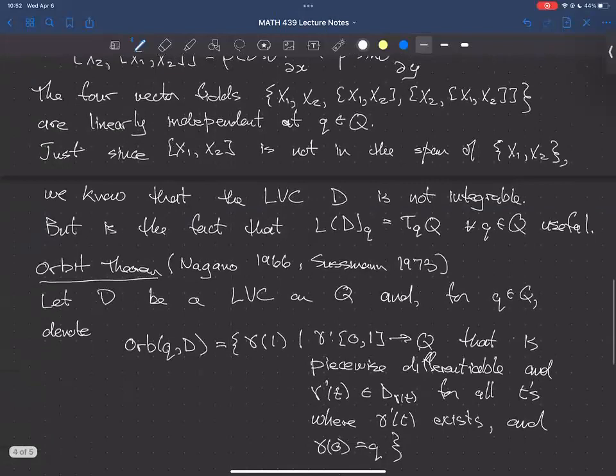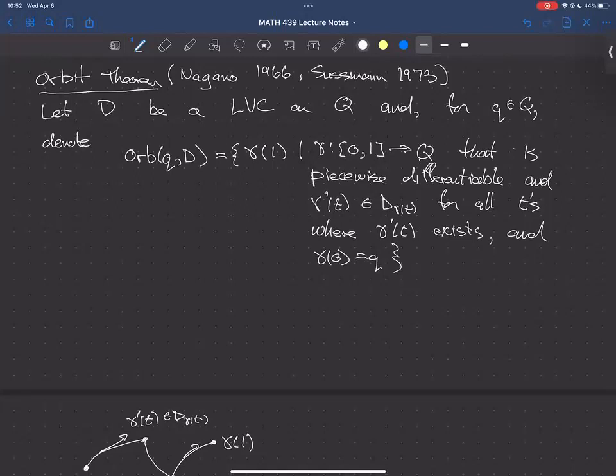And most of you, not all of you, but most of you have some kind of a background in control theory. So this kind of seems like a controllability question. Okay. All right. So that's the orbit. And so the orbit theorem tells you something about the tangent spaces of the orbit. Okay.